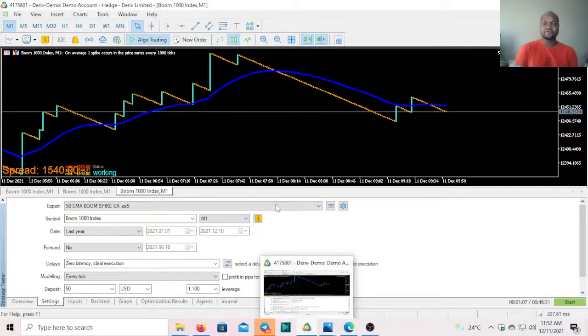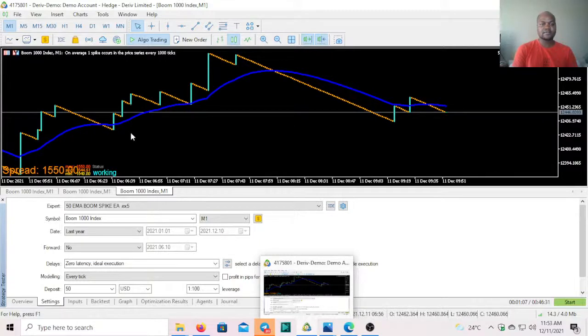It's a 50 EMA boom spike EA. So I have one for boom, one for crash. These are two different bots. The one for boom will buy in boom so that it can catch spikes, and the one in crash will be selling in crash so that it can catch spikes. So how does this EA operate? Whenever there is a crossing on the 50 exponential moving average, the 50 EMA boom spike EA will open a buy.